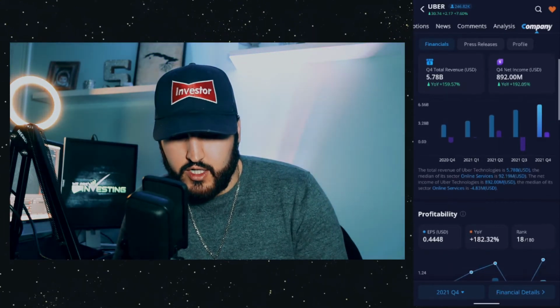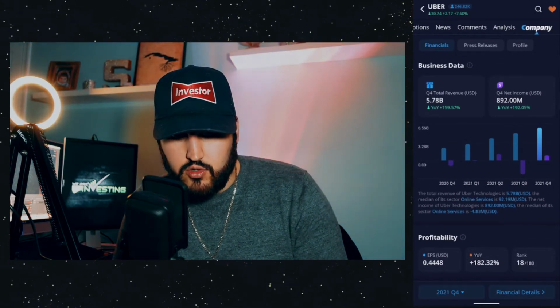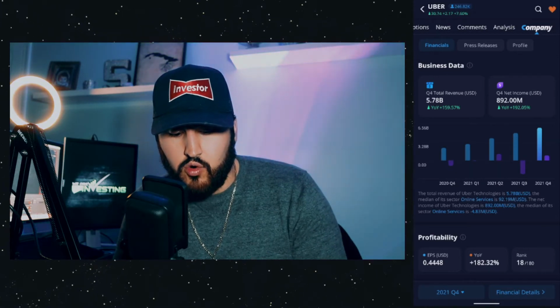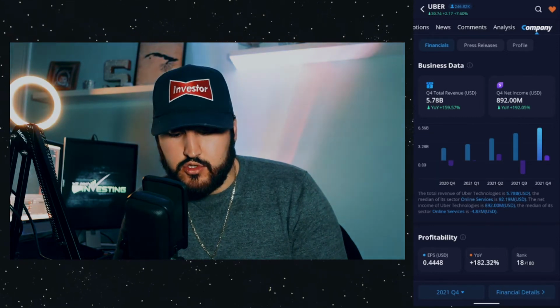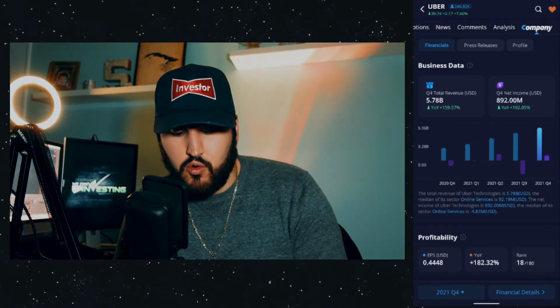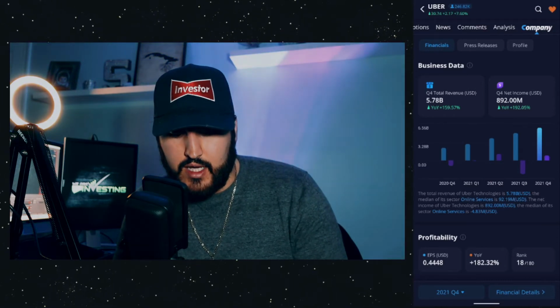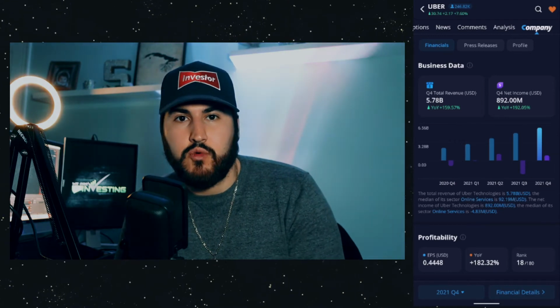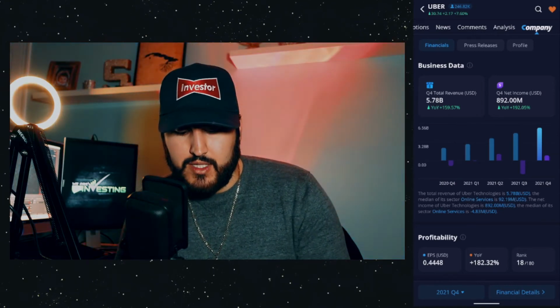192% year over year. You also get a quick graph of net income and total revenue for the last 5 quarters. This chart goes back to 2020 Q4. The blue is total revenue, the purple is net income. And we can see that net income was positive in 2021 quarter 4, but negative in 2021 quarter 3.